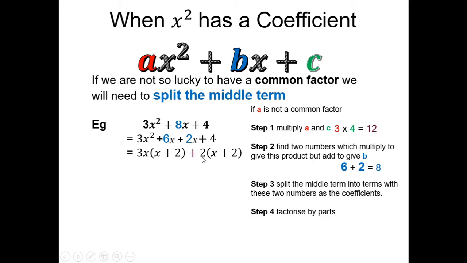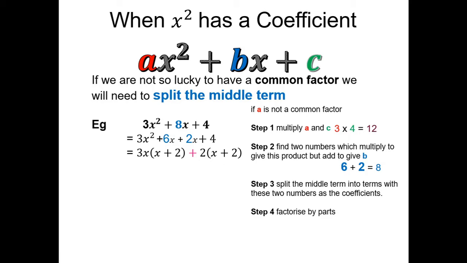So I factored out the 2, and that's why 2x divided by 2 leaves me with x inside the brackets, and 4 divided by 2 leaves me with 2 inside the brackets. I can try just multiplying them out to make sure that that does work. 2 times x is 2x, and 2 times 2 makes 4. Okay, so that is factorized by parts.